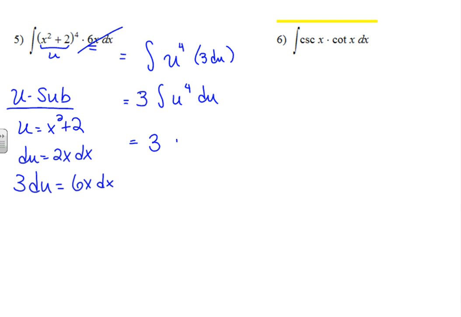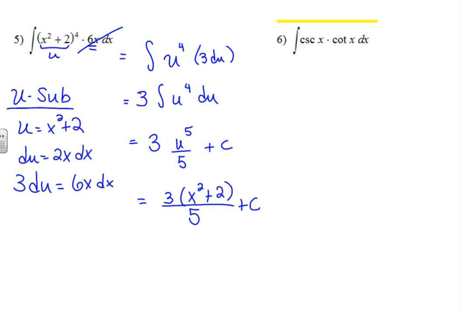That gives me 3 u to the 5th over 5. Add a power, divide by the new power. In terms of u, this is great, but let's get it back to x's. So back sub for our u, and we have 3 times x squared plus 2 to the 5th over 5 plus c.